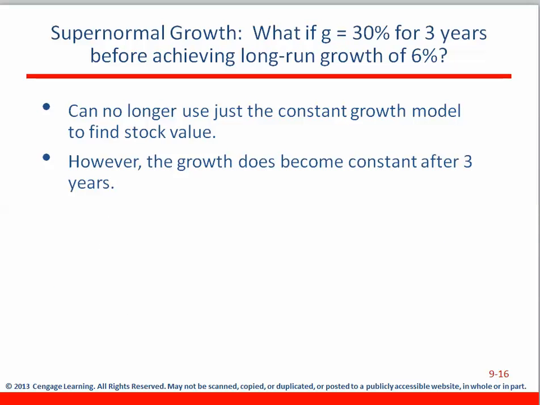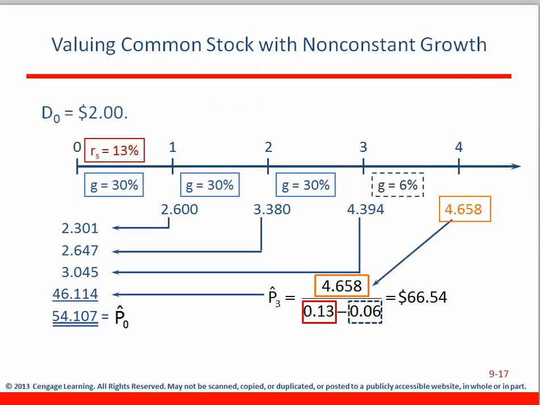So in this problem it said it's going to grow at 30% for 3 years, and then after that it's going to grow at 6%. So at the end of 3 years, as I look into the future, I see a constant growth rate of 6%. So at that point in time, I can use the constant growth formula to calculate the stock price at time 3. Okay, so let's walk through this. D0 is $2, and it's going to grow at 30% for 3 years. So 2 times 1.3 gives me 2.60, and then that's going to grow at 30%, so times 1.3 is 3.38, times 1.3 is 4.39. Okay, at the end of 3 years now, as I look into year 4, I can see 6% constant growth.